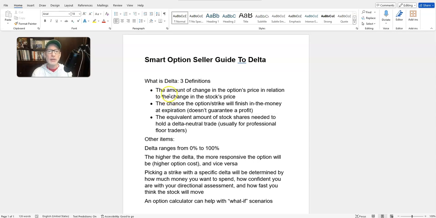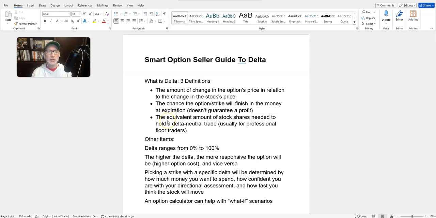So the number one definition of delta is how the option price changes in conjunction with how the stock price changes. That's very important. The second definition is, what is the chance of the option finishing in the money at expiration? The delta can tell you the chances that the option will finish in the money at expiration. Being in the money means that option has value at expiration. Now, it doesn't mean that the trade is going to be profitable. It just means it's in the money. Okay, and I'll show you that as well.